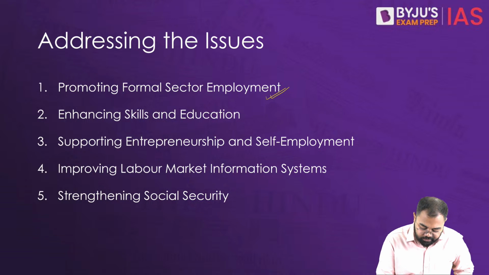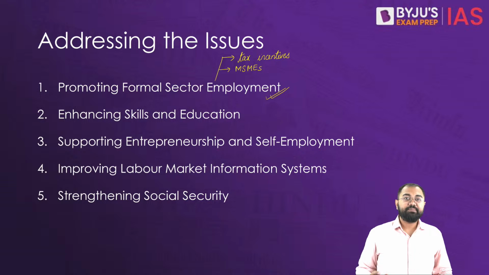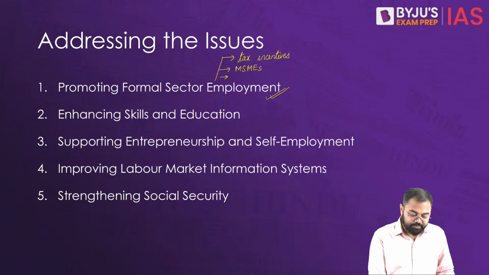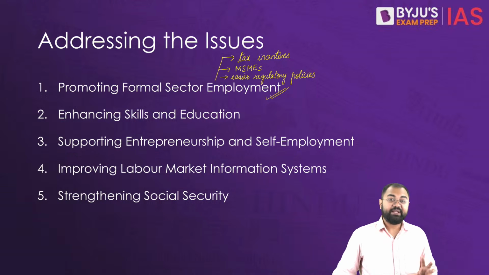So what all can be done? Tax incentives can be provided. Then small enterprises can also be helped, and at the same time we can try to make better, or let's say easier, regulatory policies. These things might help in creating this kind of an environment for the formal sector.